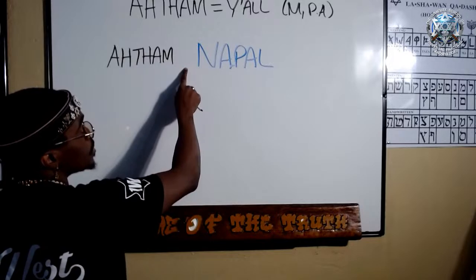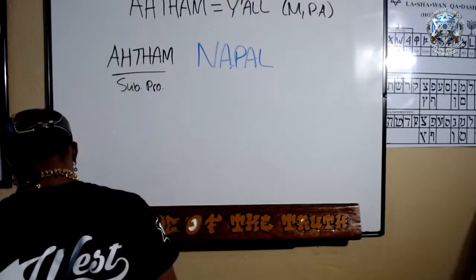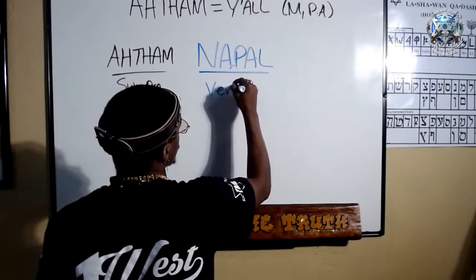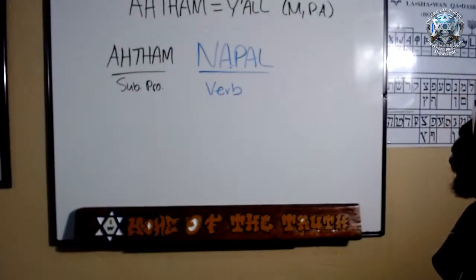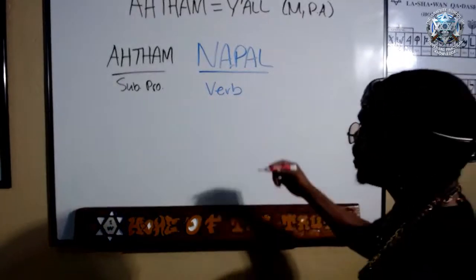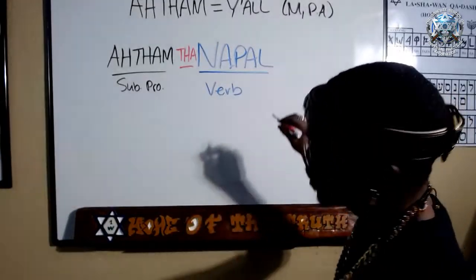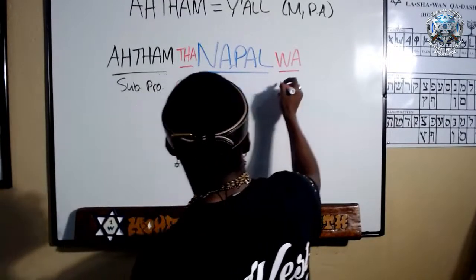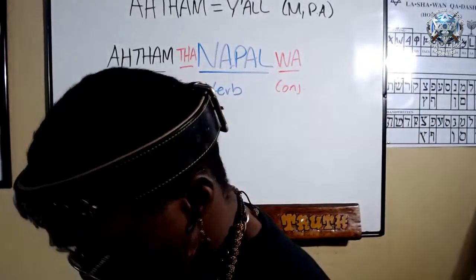So if we want to say y'all will fall, we put "atem" here. Okay, and we have to add something to conjugate this verb. Subject pronoun, verb. So what do we add to this verb to conjugate it to say you all will fall? Masculine, right? You add a "tha" here. That's the first step. And then at the end, add "wa." So these are conjugations. Atem tha napal wa.